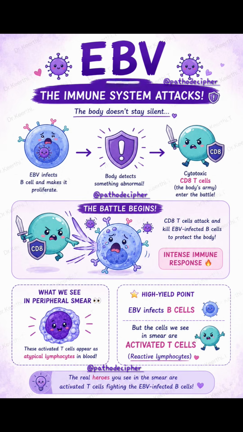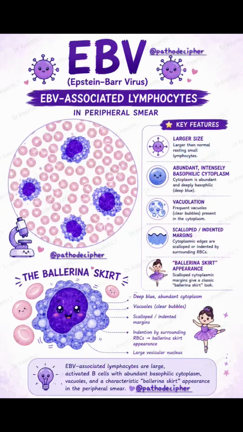So the immune system attacks now, because the body notices something suspicious. Now enter the heroes, that is nothing but our CD8 T cells. These cytotoxic T cells attack the infected B cells aggressively. And these activated T cells are what we actually see in the peripheral smear. That is nothing but our reactive lymphocyte, in response to the infected B cells. Okay, so they are activated T cells. Now comes the beautiful pathology finding.